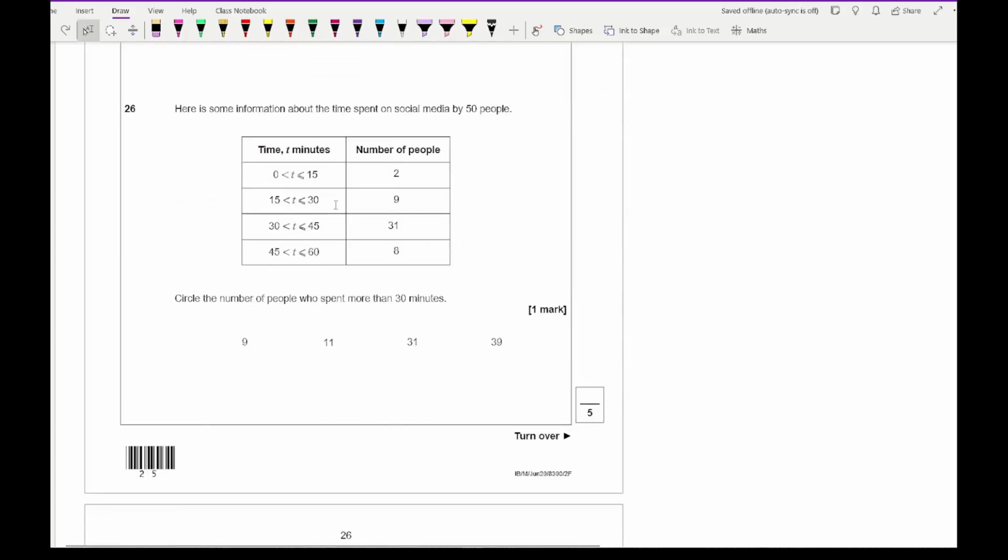Moving on to question 26, it says here is some information about time spent on social media by 50 people, and the question is asking us to circle the number of people who spent more than 30 minutes. Now, more than 30 minutes is basically adding and combining these two numbers together, which gives us an answer of 39.